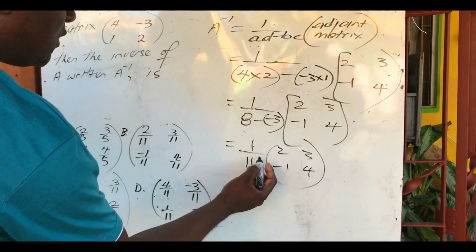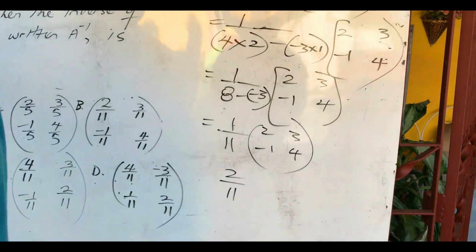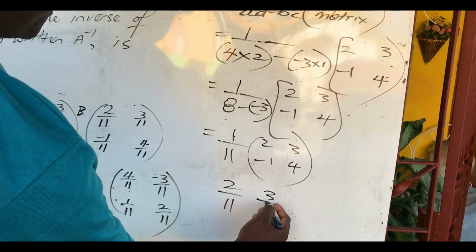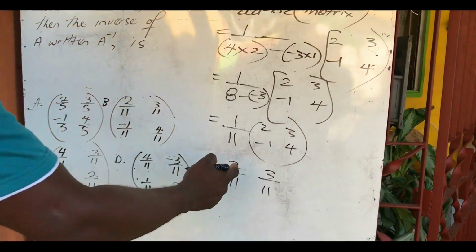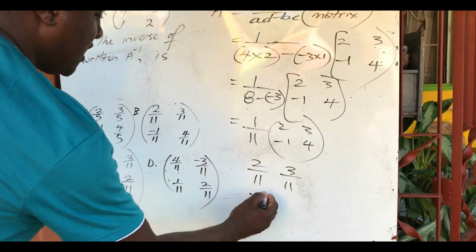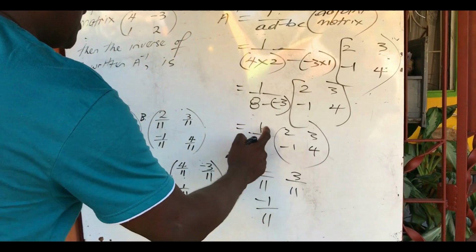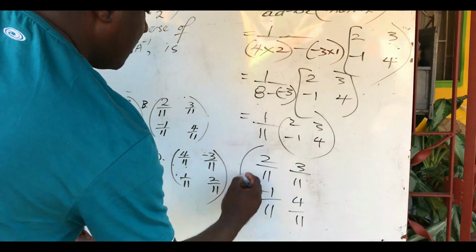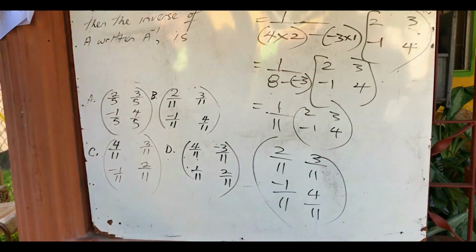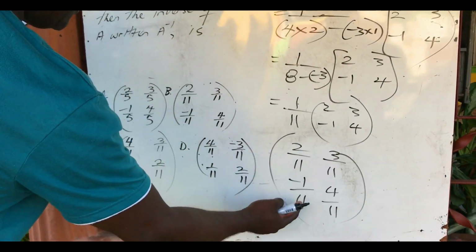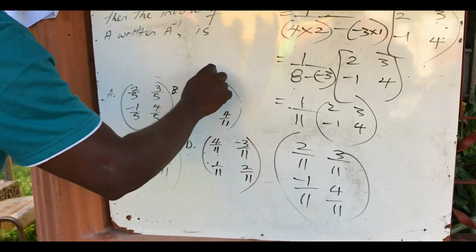So 2 times 1 over 11 is 2 over 11. 3 times 1 over 11 is 3 over 11. -1 times 1 over 11 is -1 over 11. And 4 times 1 over 11 is 4 over 11. And when we check 2 over 11, 3 over 11, -1 over 11, 4 over 11, our answer is B.